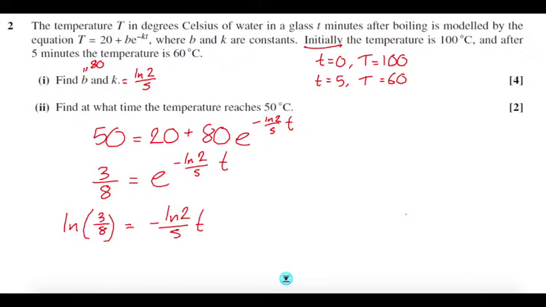Now in my calculator, I'm going to do this divided by this. So I'm going to make a fraction and do ln of 3/8 divided by minus ln 2 over 5. So I've got a fraction in a fraction on my calculator, which gives me 7.08 minutes. Try and think, does that sound right? If it was 60 degrees after 5 minutes, then 50 degrees after 7 minutes sounds okay.